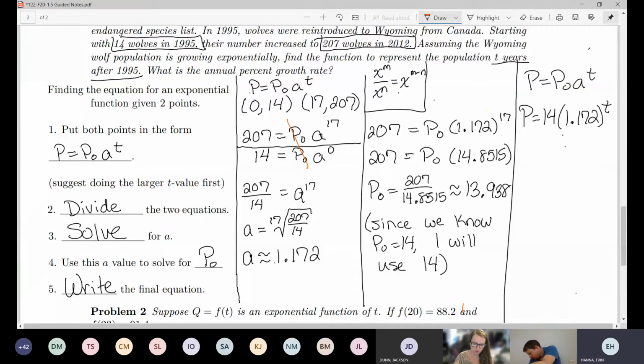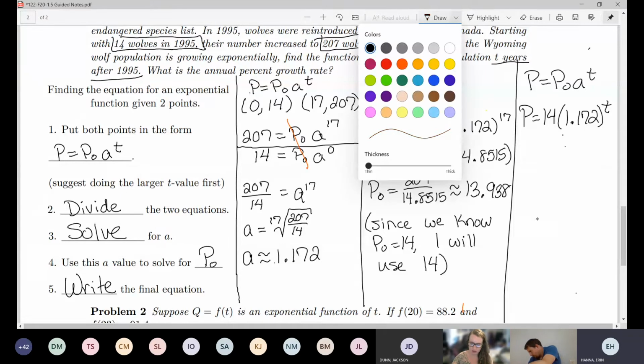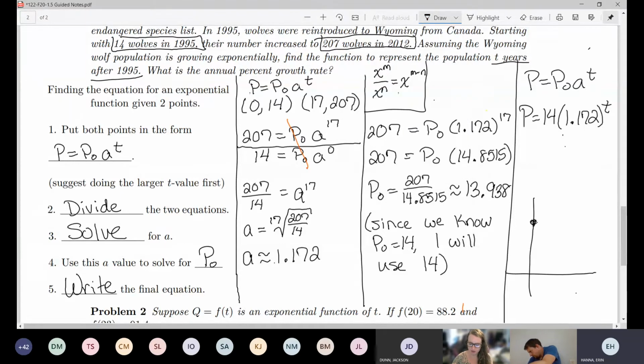Also, just a note for the homework for this coming week. There's a couple ones where you're given a graph and you have to find the equation of the exponential function.